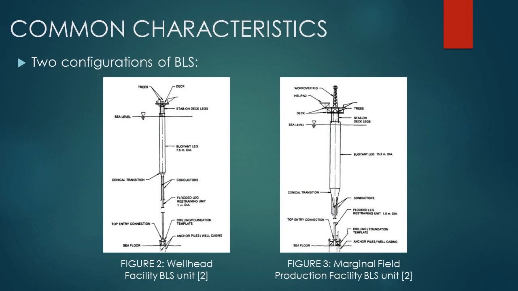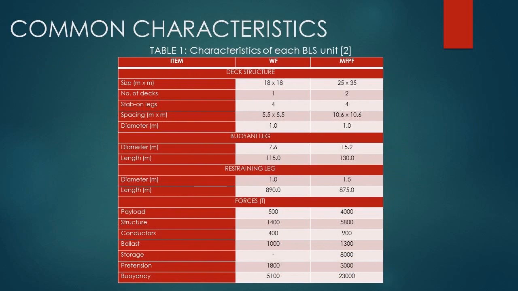This slide shows different configurations of BLS that can be applied, shown in diagrams. Figure 2 exhibits the wellhead facility of the BLS unit, while Figure 3 exhibits the marginal field production facility of the BLS unit, followed by a table to differentiate between these two configurations, which can be divided into deck structure, buoyant leg, restraining leg specifications and the forces involved in each configuration. Based on this table of data, the marginal field production facility of the BLS unit has a high buoyancy rate compared to the wellhead facility of the BLS unit.